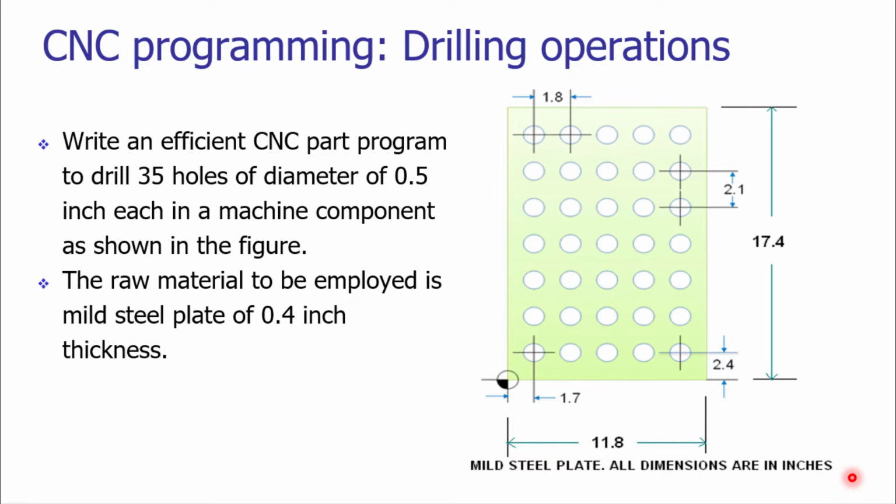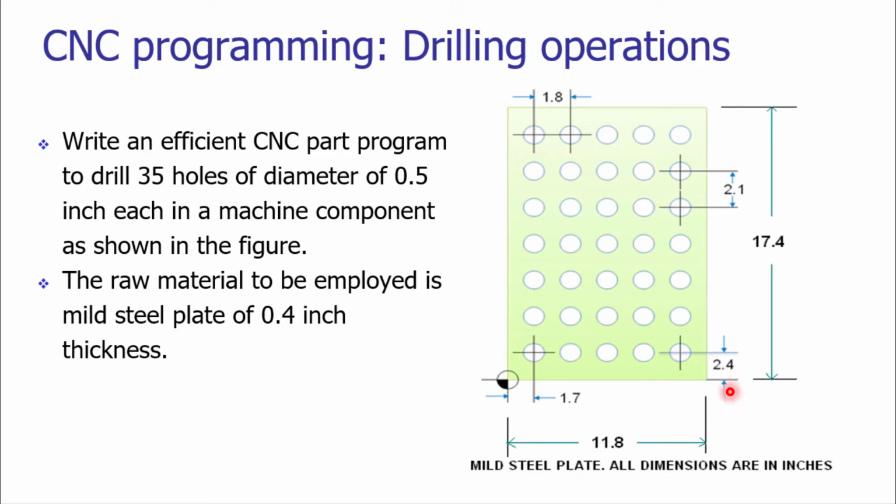Now, to understand the method of programming, let us take an example. On your screen, you can see a mild steel plate, top view of a mild steel plate, and we have to drill holes on this mild steel plate. The dimensions are given in inches, 11.18 inches width and around 17.4 length. There are around 35 holes and the diameter of the hole is around 0.5 inches.